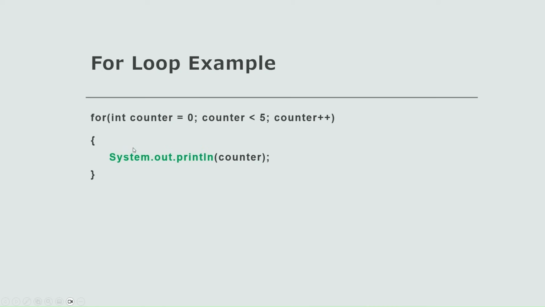Now, how will this work? In the first iteration, the first expression will happen, and only one time. Then it will check that the counter is less than 5. Then the code will be executed. After that, the third expression will be executed and the counter will be incremented by 1.